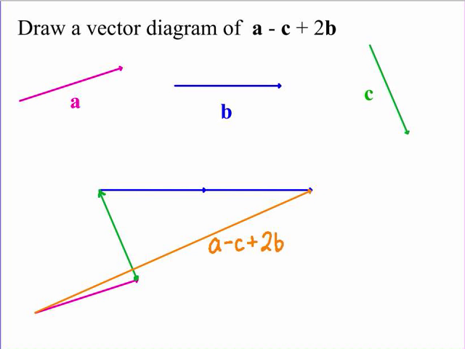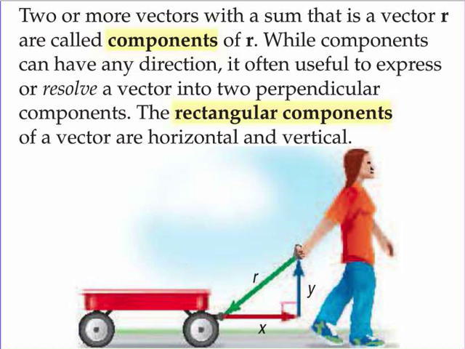Okay, so the last thing we're going to cover in this section is dealing with components. I don't know if you necessarily need to write this down. This is taken from your book, and it's actually a review over something we learned way back in October. Two or more vectors with a sum that is a vector R are called components of R. In that previous example, A, C, and B were all the components of my final answer. They were all components of that orange vector.